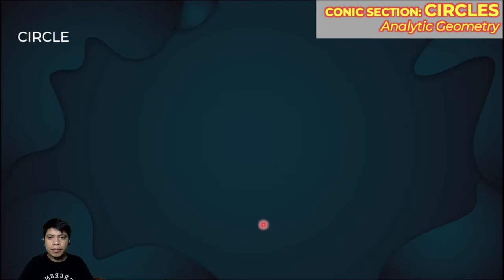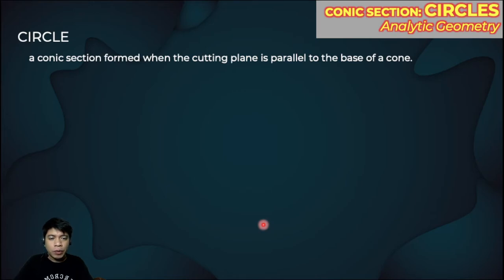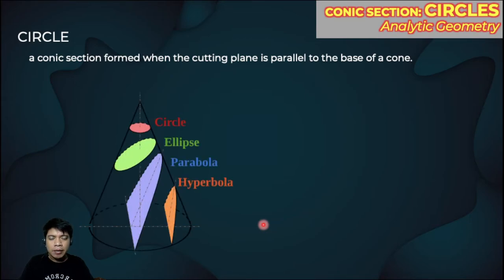So a circle is a conic section formed when the cutting plane is parallel to the base of a cone. Actually guys, there are many other types of conic sections. So marami tayong tinatawag na conic sections. These are the ellipse, parabola, hyperbola, and of course our topic today in this video, which is the circle. Mapo-form natin guys, actually these are all called conic sections because they can all be formed by passing a cutting plane through a cone, no? Kaya natin sila tinawag na conic section.